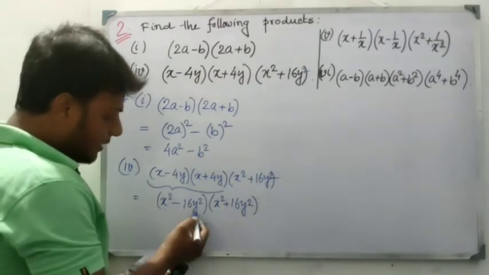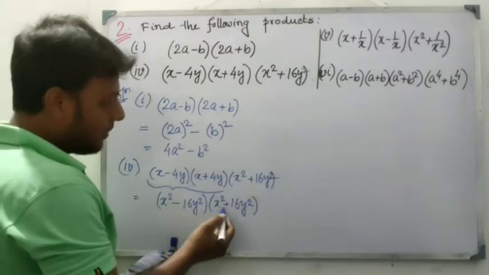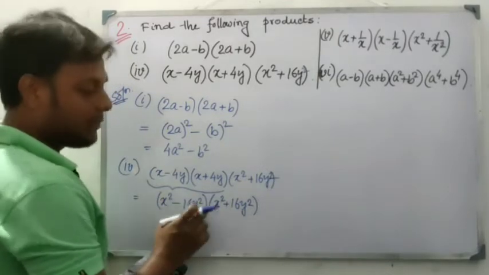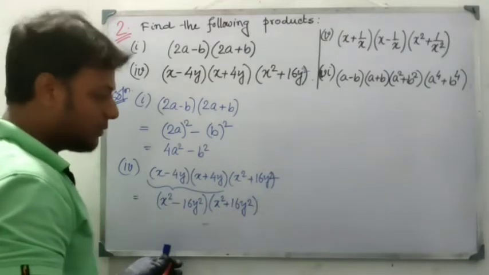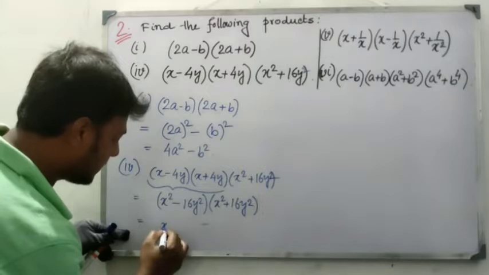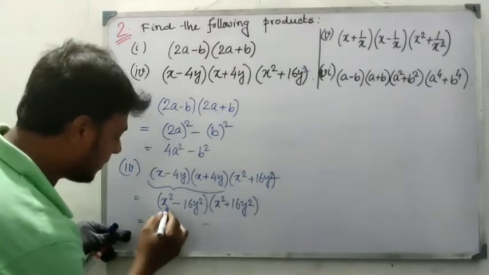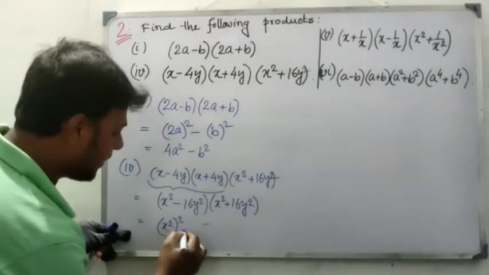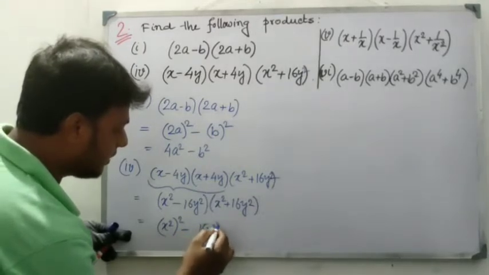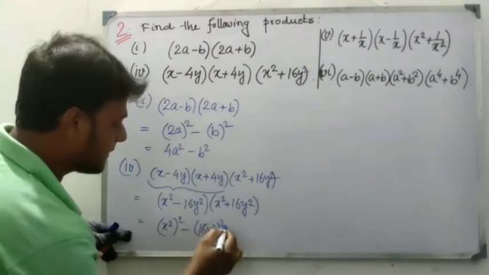This is (a − b)(a + b). These two are basically the same thing; the only difference is the minus and plus. So again we can apply (a − b)(a + b), which means the first one squared minus the second one squared. Here the first one is x², so it is x² squared minus 16y² whole squared.